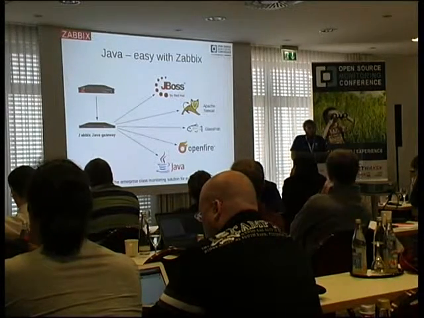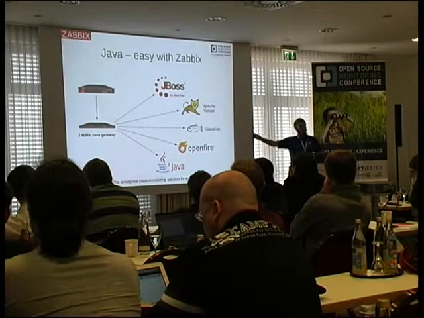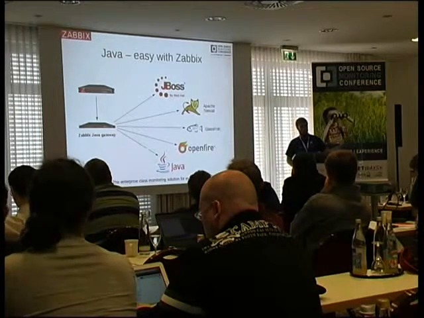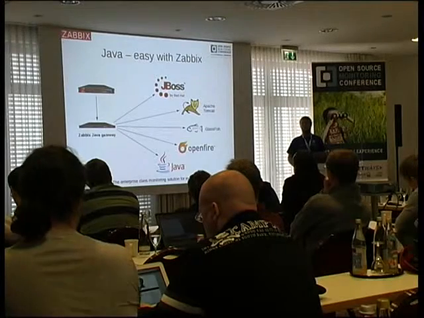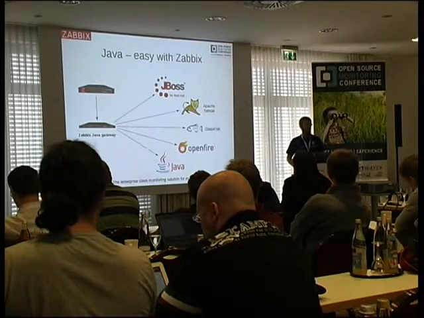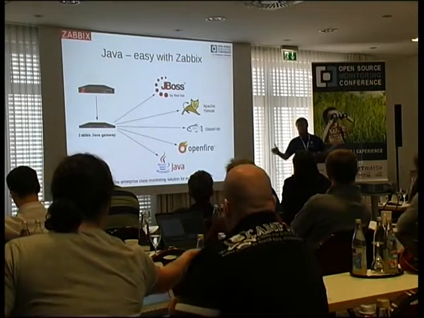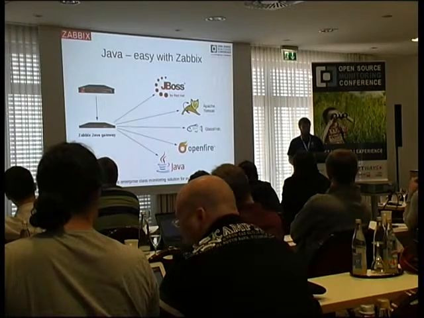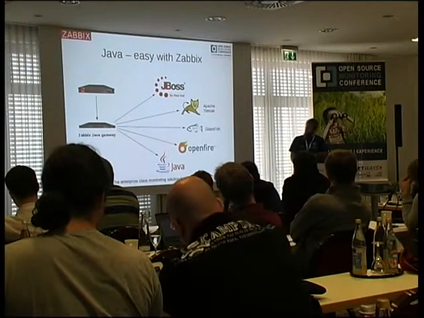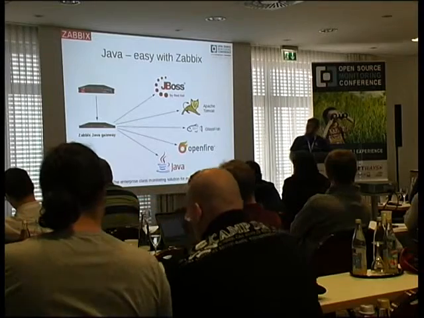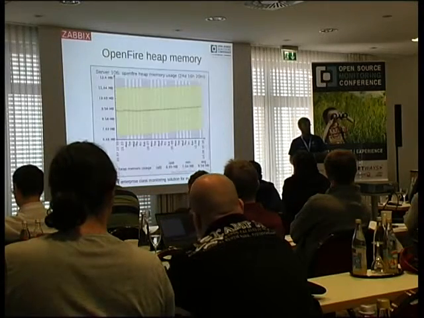The Java Gateway, it's not like a hardware appliance or something. It's just a process, a daemon. So it can run either on the same system where the Zabbix server is running, or it can run on a completely separate system for management, performance, or any other reasons. It's really easy to set up. Personally, I managed to do that successfully the first time I tried.